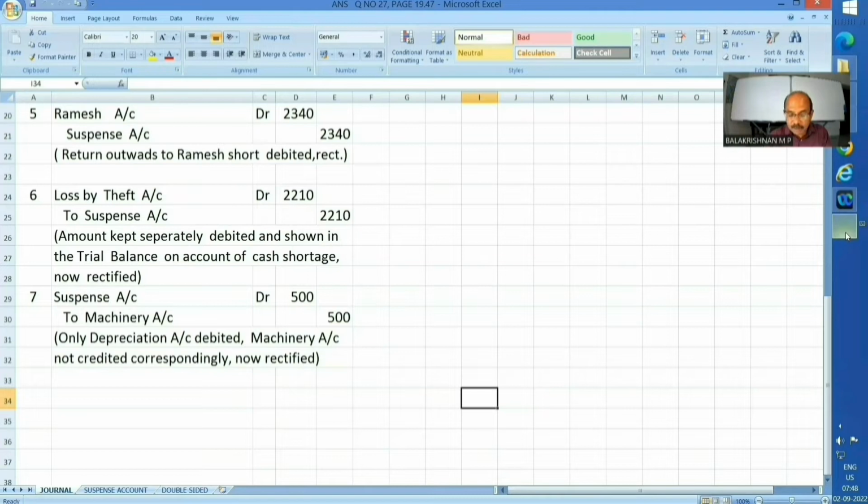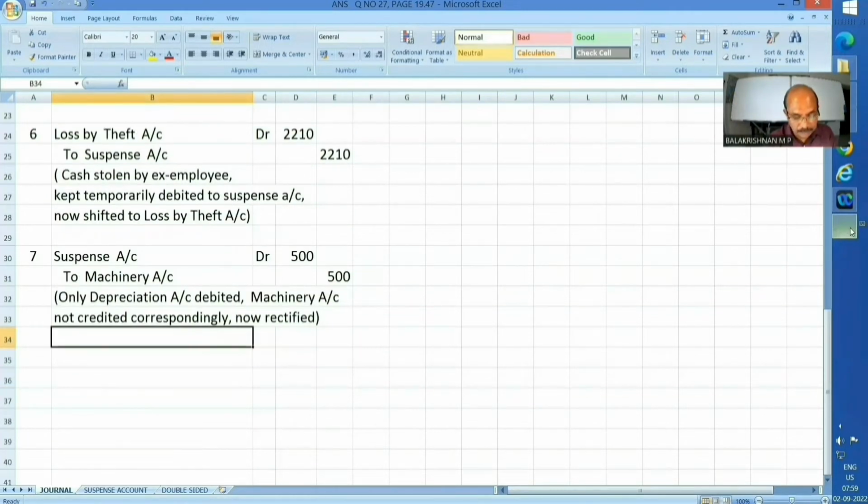Hence, suspense account comes into the picture very much. So the answer is Ramesh account debtor 2,340 to suspense account 2,340. Return outwards Ramesh short debited, now rectified.